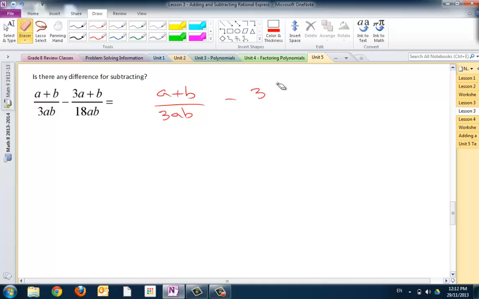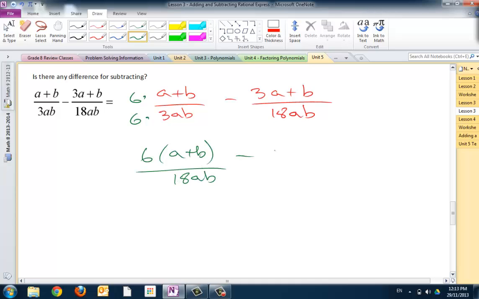3a plus b, my goodness, 3a plus b over 18ab. And to get the left-hand side to be an equivalent fraction, I have to multiply by 6. So I get 6 onto a plus b over 18ab minus 3a plus b over 18ab. This distributes in, 6a plus 6b minus 3a minus b.